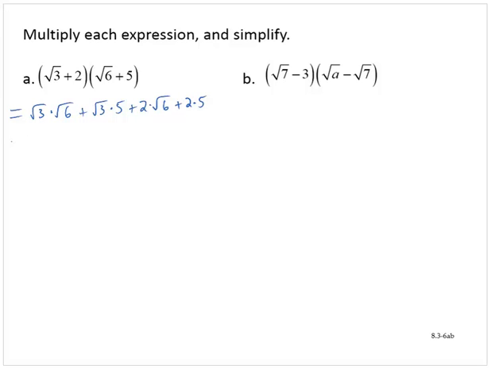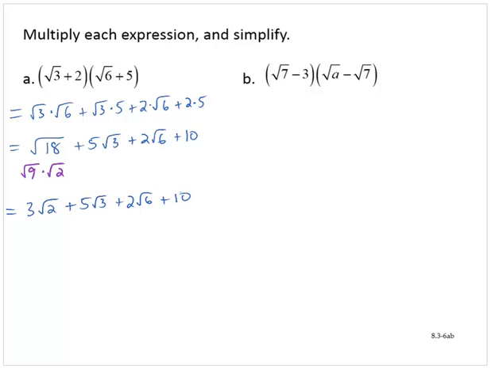Square root of 3 times the square root of 6 is the square root of 18. And then the square root of 3 times 5 is the same as 5 times the square root of 3, plus 2 times the square root of 6, and 2 times 5 is 10. Now the square root of 18, I can think of 18 as the square root of 9 times the square root of 2. And the square root of 9 is a perfect square, yielding 3 times the square root of 2, plus 5 times the square root of 3, plus 2 times the square root of 6, plus 10. We have no like radical terms, so we would leave this as it stands.